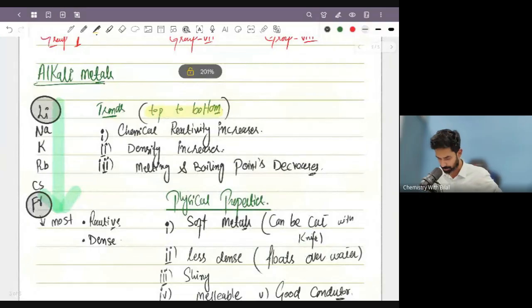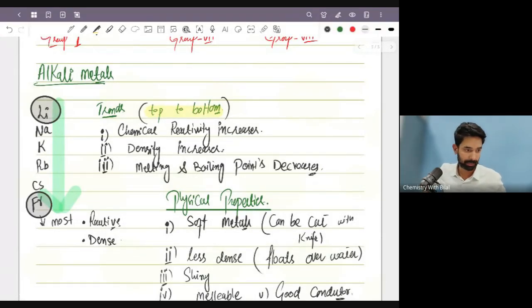They are group 1 elements. There are 3 trends that are part of our syllabus. The chemical reactivity increases as you go down. Density also increases. So the one at the bottom is the most reactive, most dense, but at the same time it has the lowest melting point, since the melting point decreases as you go from top to bottom. So lithium has the highest melting point in group 1. At the same time, it is least reactive. It has the lowest density.